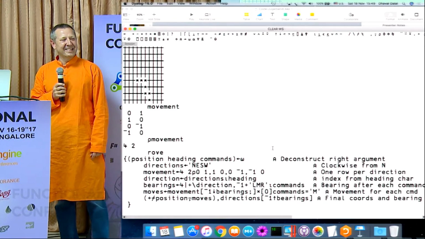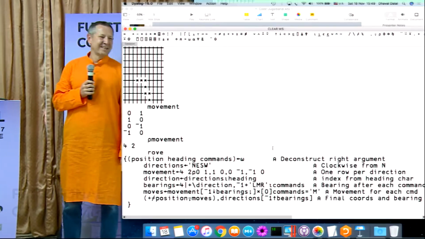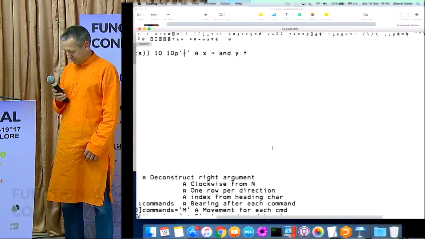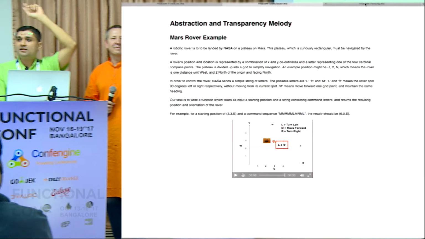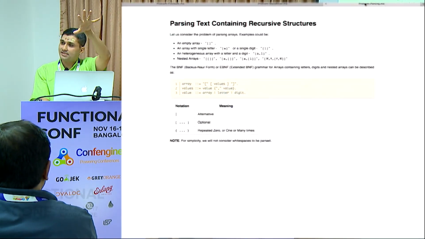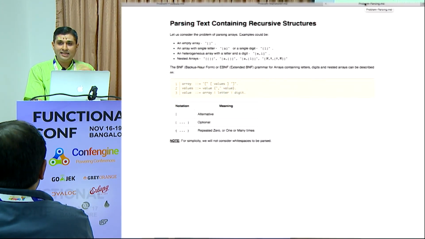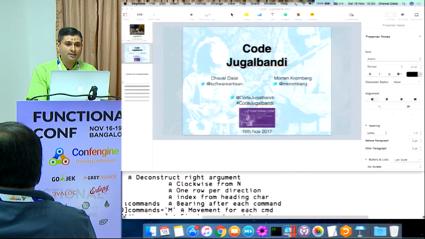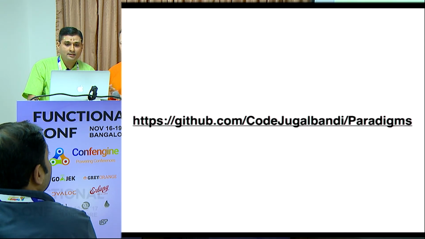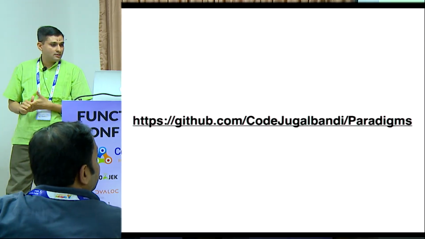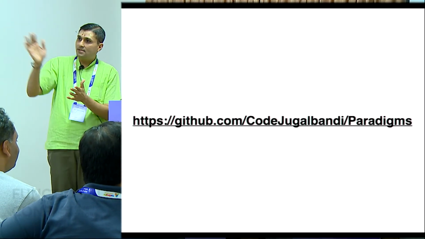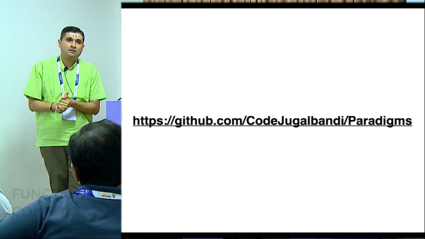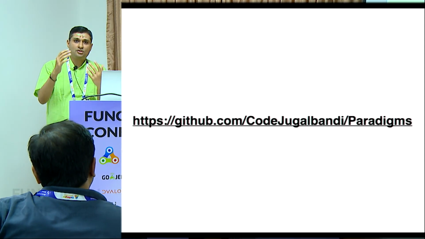All right. So that's it. We had other melodies which you can look at. We had a problem of parsing which we wanted to show you, functionally as well as in APL. But you can always go to the Code Jugalbandi GitHub, paradigms, and in there are melodies. The third one is called macro versus micro. So you can just go check.